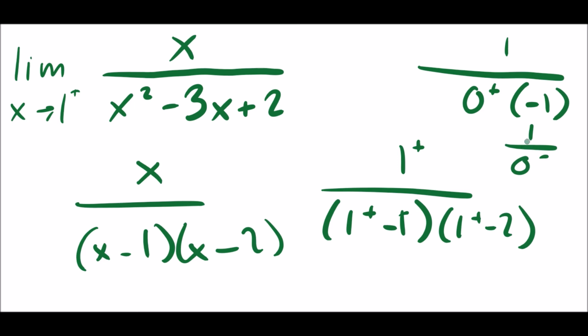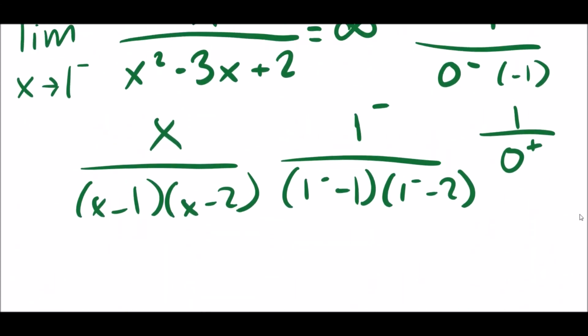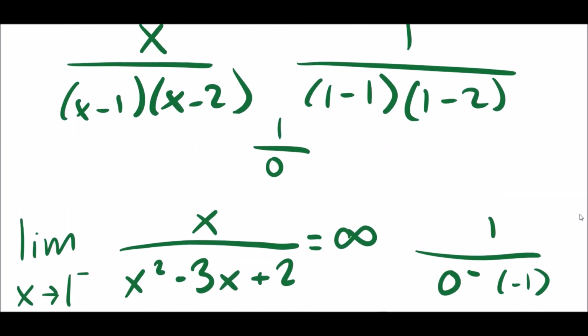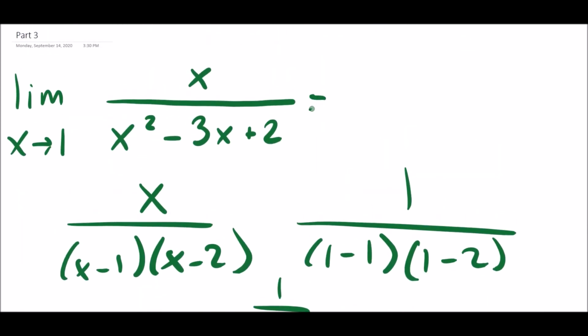And then this, as we saw before, a number divided by a number that's really tiny but negative, that will be negative infinity. So again, the right side limit equals negative infinity, the left side limit equals positive infinity. So since they're not equal, this does not exist.